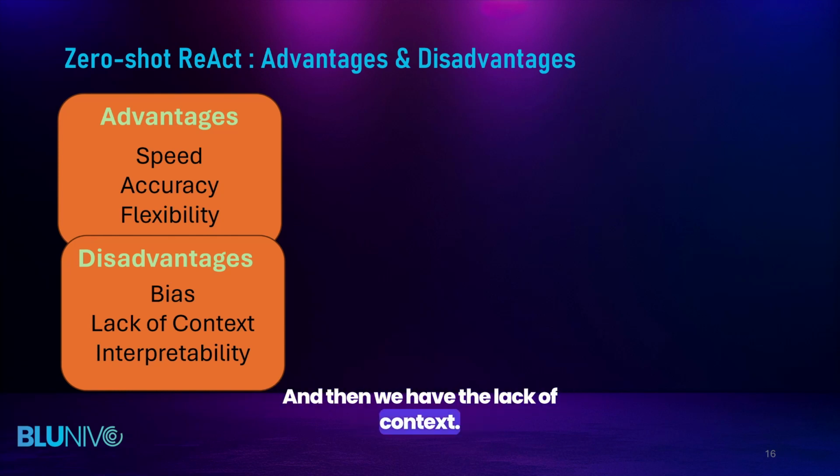And then we have the lack of context. Another issue is that it doesn't always get the full picture. And without context, the descriptions might miss the mark or be incomplete. Last but not least, we have interpretability. It can also be tough to figure out why it gave a certain description. This makes it relatively hard to trust the results completely or fix any mistakes.